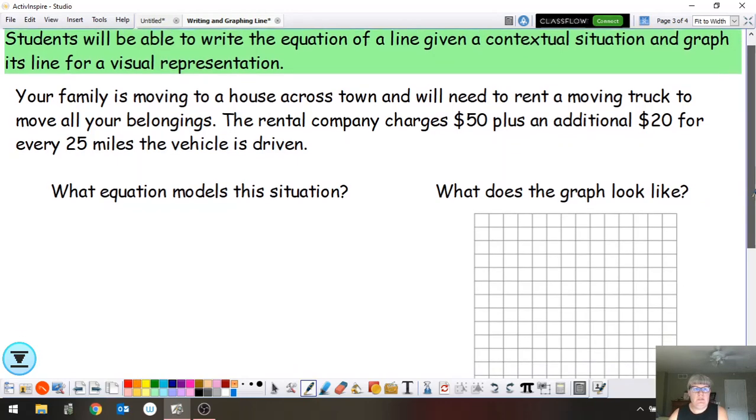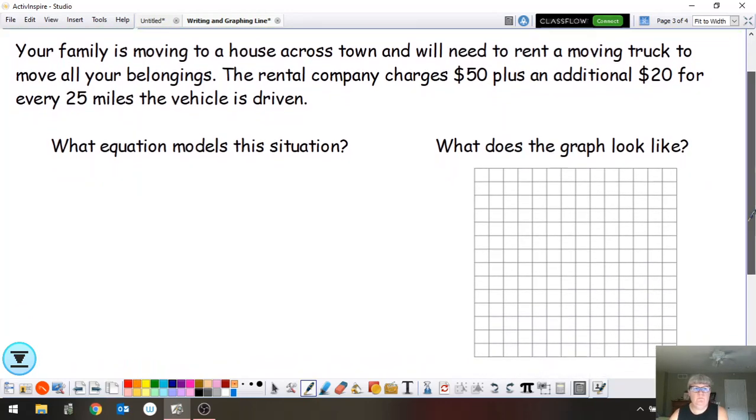So let's put this in context. Your family is moving to a house across town and will need to rent a moving truck to move all your belongings. The rental company charges $50 plus an additional $20 for every 25 miles the vehicle is driven. What equation models this situation?